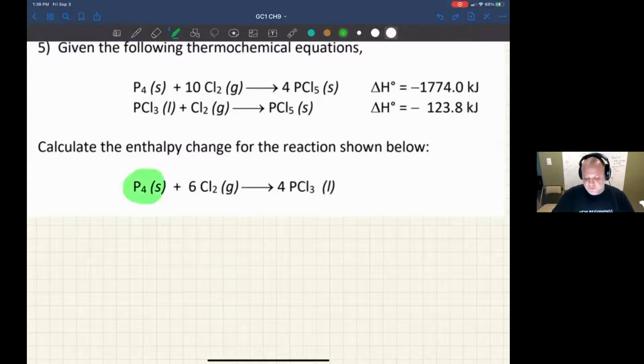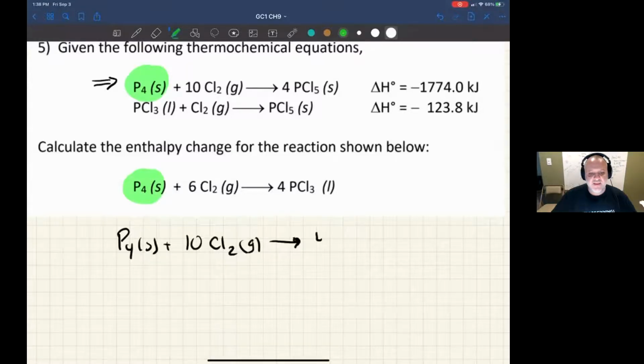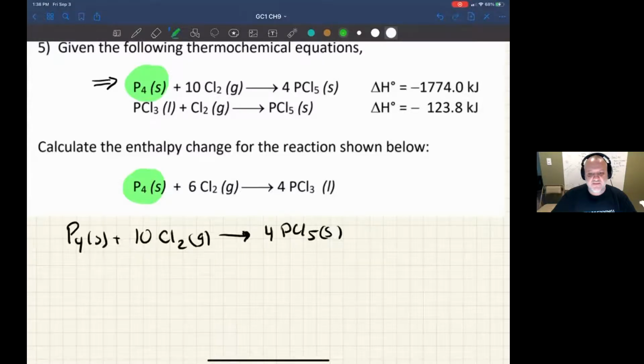We're going to start with P4. I'm going to look for a reaction that has P4 in it. Look, there it is. It's on the correct side and it's in the correct stoichiometric proportion. In other words, I need one. And so I'm just going to rewrite this whole reaction exactly like it's written. And then I'm going to write down the enthalpy exactly like it's shown. So that's negative 1774 kilojoules.